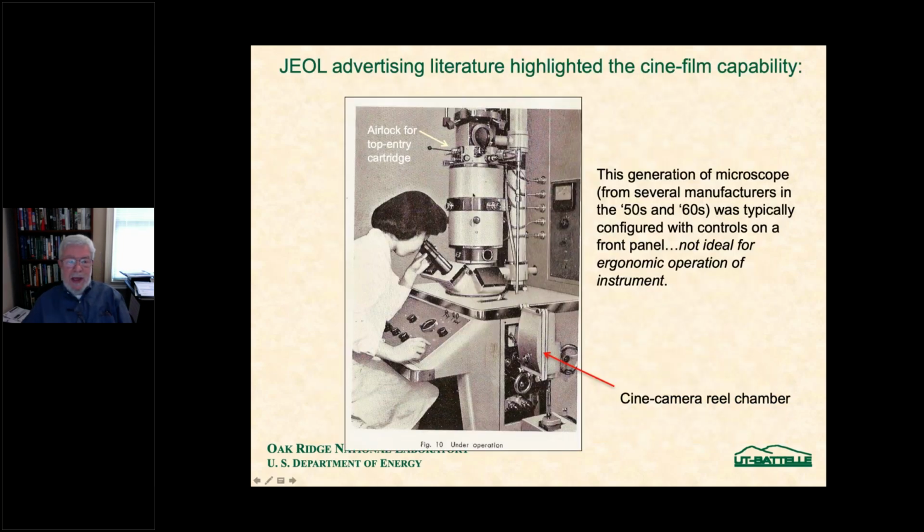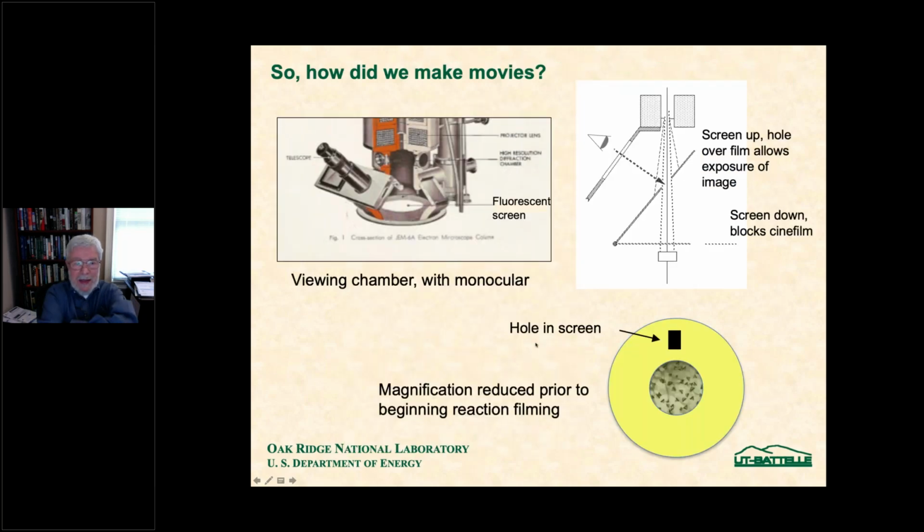This is actually kind of like an E-TEM, but differentially pumped. We just let gases into the column. This shows the cine camera attached to the plate chamber of the microscope. To make movies, we ran the film under the screen of the microscope, and the fluorescent screen had to be replaced by one with a hole in it.